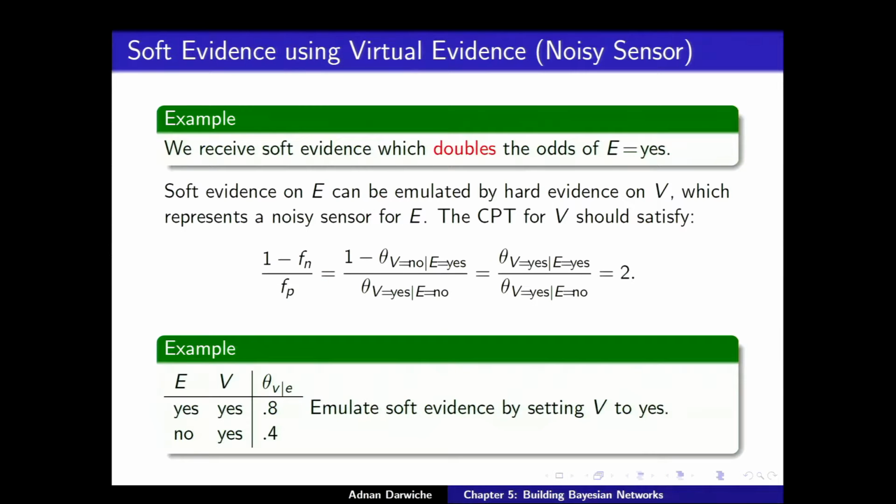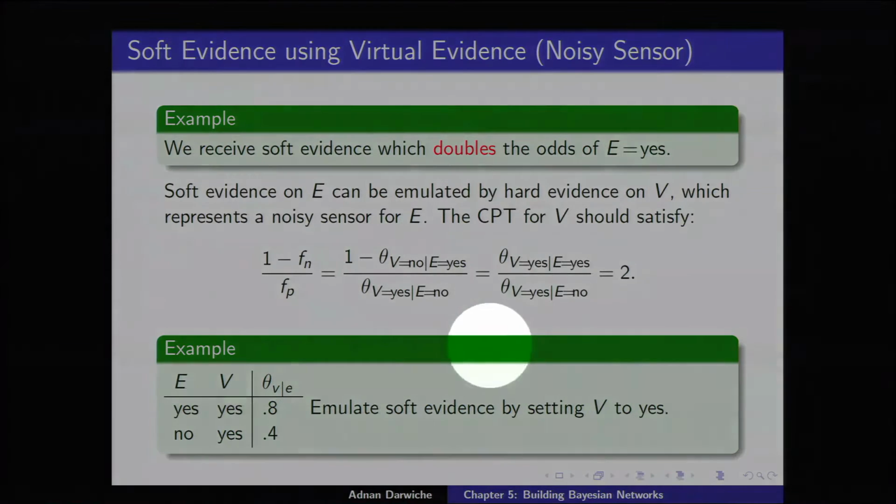So here it is. The evidence that I have on E being yes is that it doubles the odds. I know that I need the following. I need 1 minus the false negative over false positive to be 2. If you unfold these guys and look at it from a CPT point of view, this is the probability that the sensor will not trigger even though E is yes, correct? And this is the probability that the sensor triggers even though E is no. I just want to make sure that that's equal to 2.